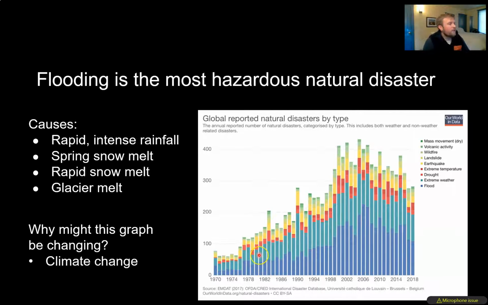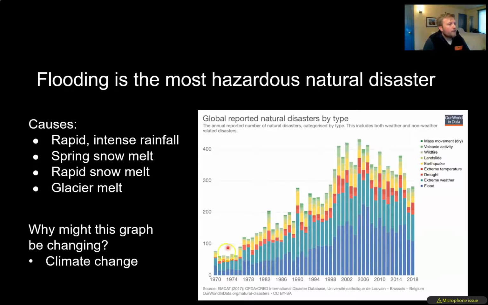And so what we are seeing in this timeline of natural disasters from 1970 to present is an interesting climate change related trend. So the green and yellows right here are all related to tectonic or mass movement events.